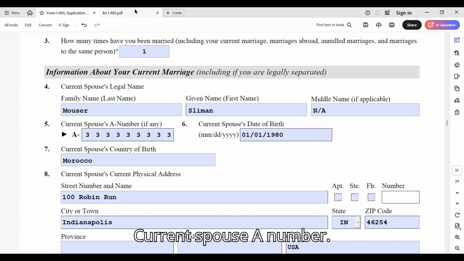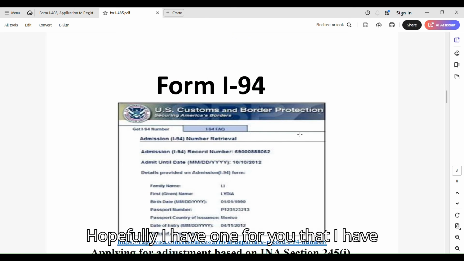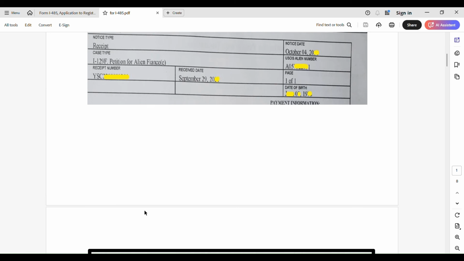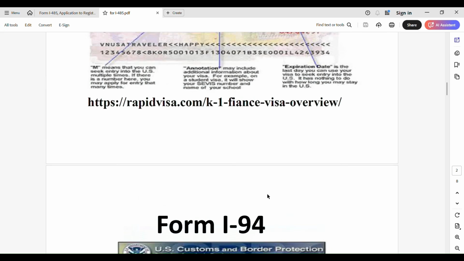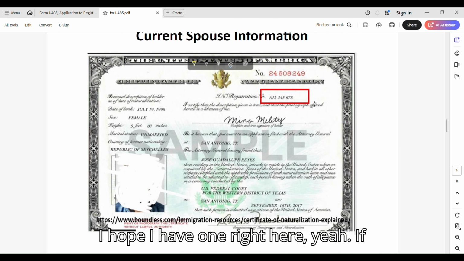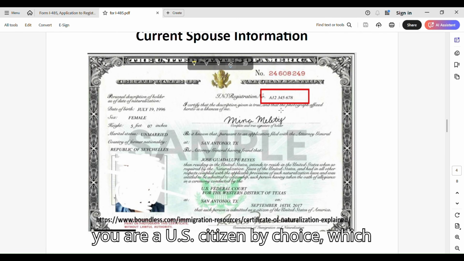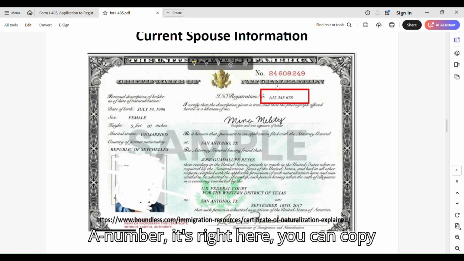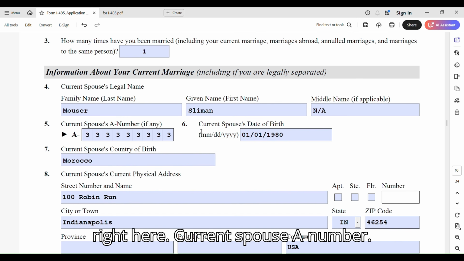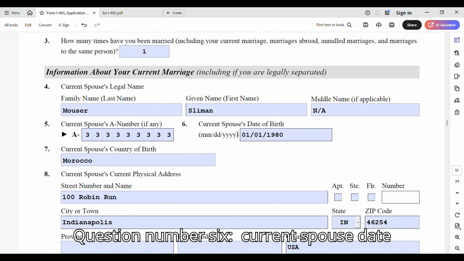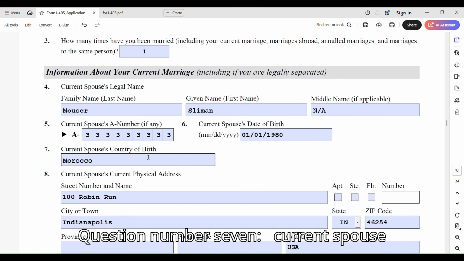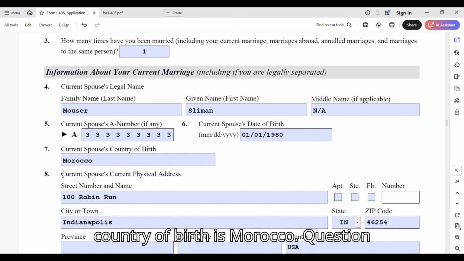Current spouse A number. Hopefully I have one for you right here to show you. I hope I have my naturalization certificate. Where is the naturalization certificate? I hope I have one right here. Yeah. If you are a U.S. citizen by choice, which is naturalization, you have your A number. It's right here. You can copy it right here. This is mine. I'm going to go ahead and put it right here. Current spouse A number. Question number 6. Current spouse date of birth is January 1st, 1980. Question number 7. Current spouse country of birth is Morocco.